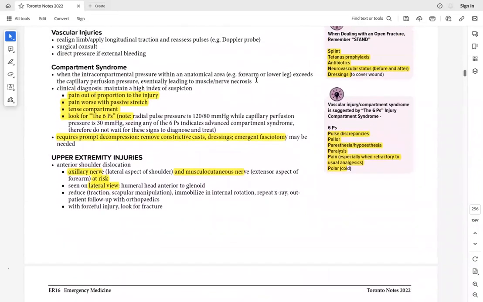What are the 6 P's of compartment syndrome? Pulse discrepancies, pallor, paresthesia, paralysis, pain, and cold, polar. Remember, these 6 P's appear very late. They might just give you very severe pain in the leg, and pain with passive stretch. Don't say that they didn't give us any of these 6 P's, so it is not compartment syndrome. They might give you just these 2 things, and it will be compartment syndrome. So we just have to do the decompression, remove the constrictive cast and dressing, and do emergent fasciotomy.